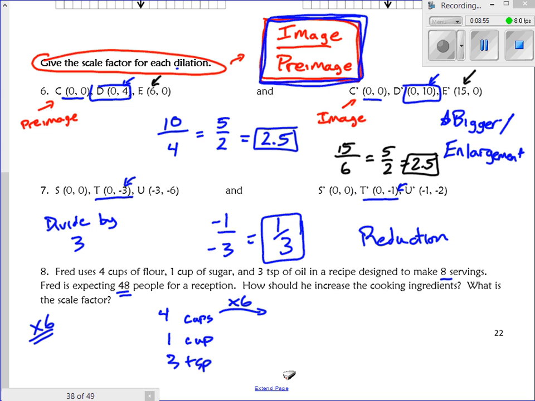So math here, not that difficult. We now need 24 cups of flour, 6 cups of sugar, and 18 teaspoons of oil. Okay, so there's another practical application of some of this dilation stuff.